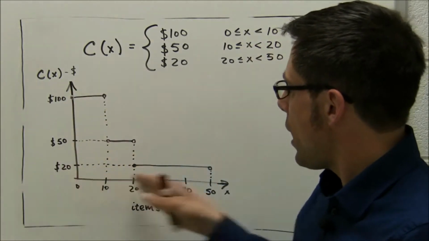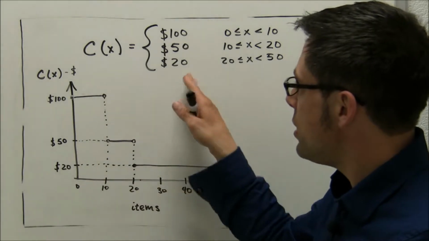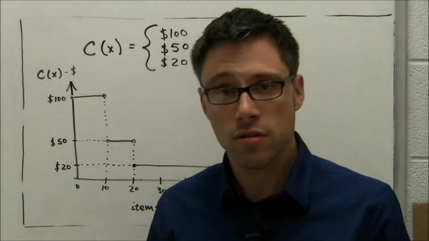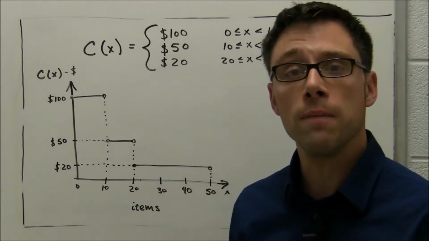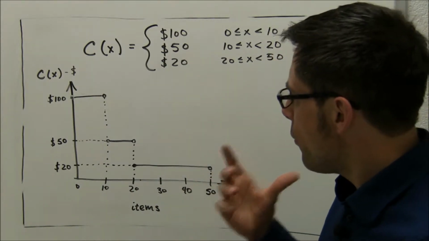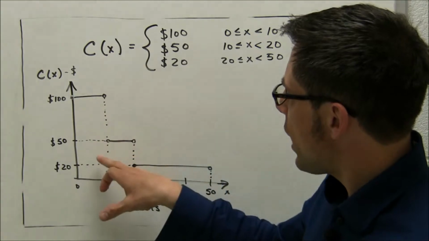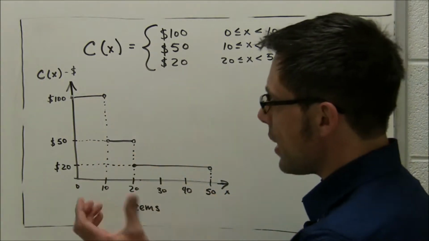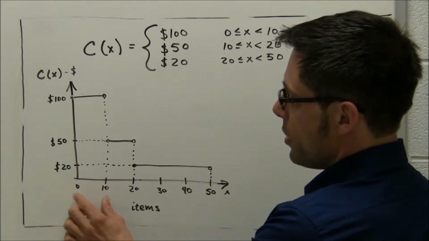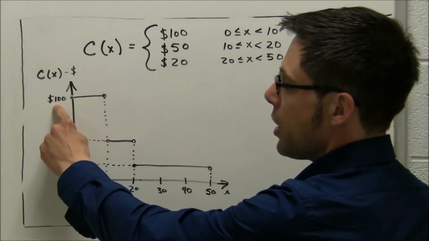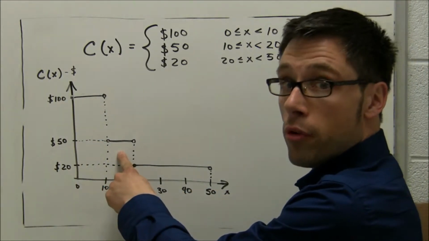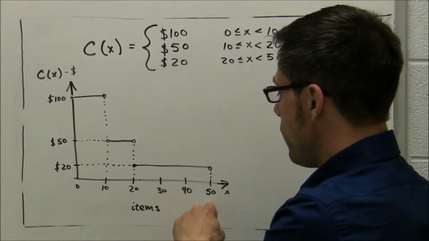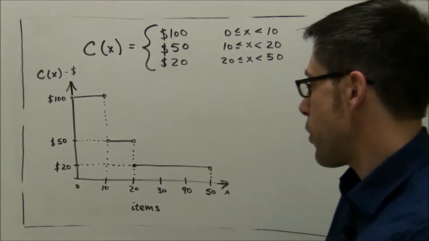Now I've plotted this particular cost function, which is certainly not constant on its domain. It's just a step function, which we're used to already. That is, the function has constant values on certain portions of the domain. If you're producing between 0 and 10 items, the cost is $100 per item. If it's between 10 and 20, it's $50 per item. And if it's between 20 and 50, it's $20 per item.